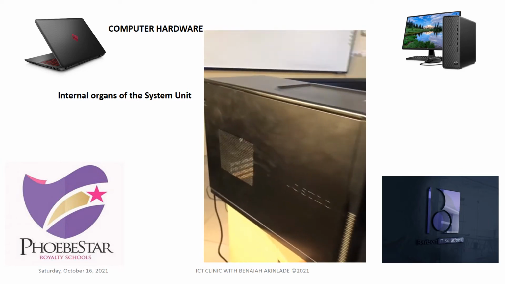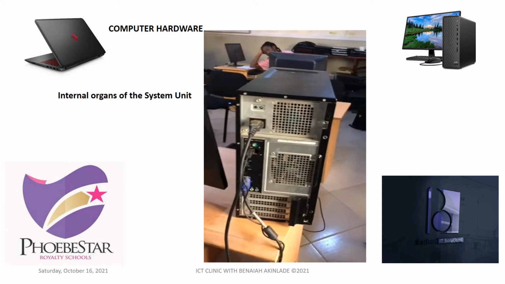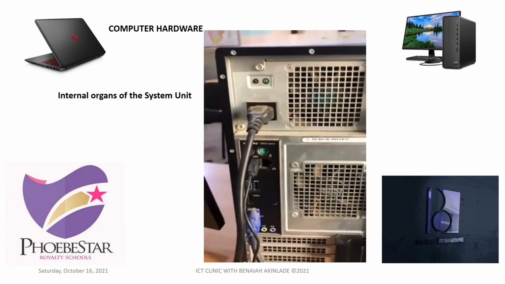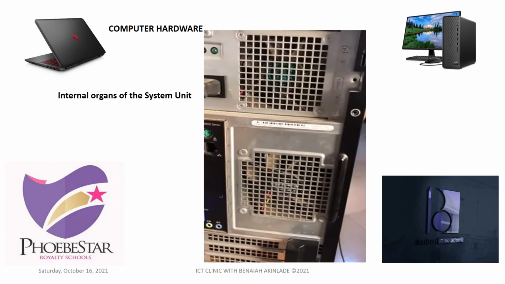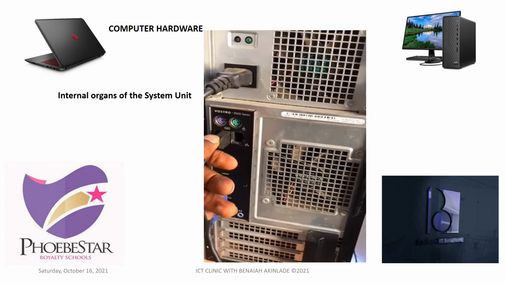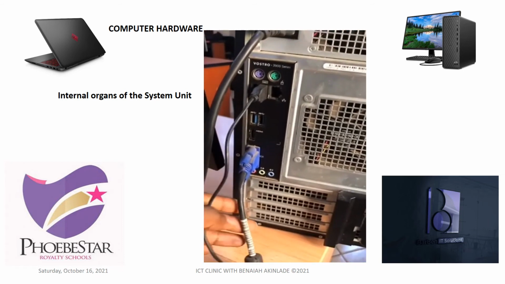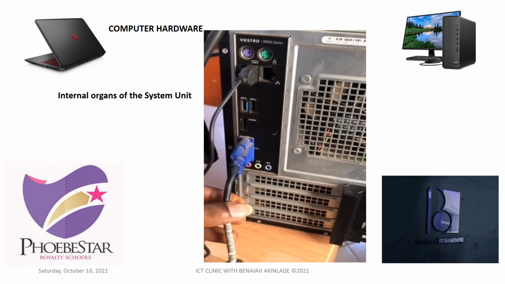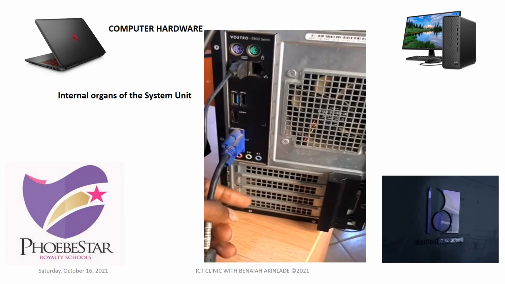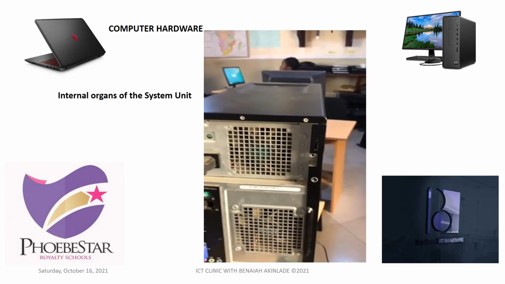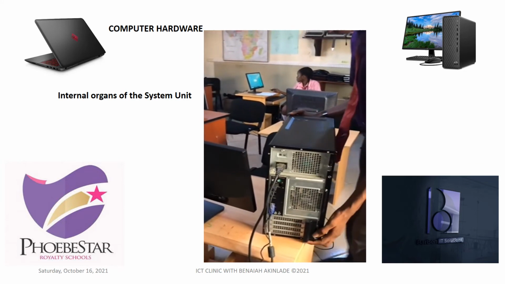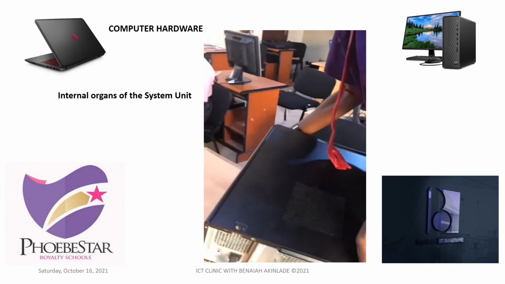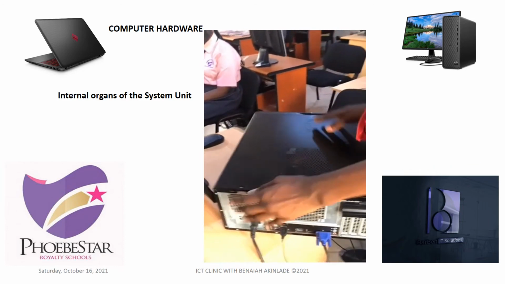As you can see, it stands upright. Then we also have the back, where we can see the power supply where it is plugged, the space for the keyboard and mouse, other flash drives. Then this is where we plug our monitor, then the audio jack, the microphone jack. Now it's time for us to see the inside of this system unit. Let's see what we have inside the system unit.